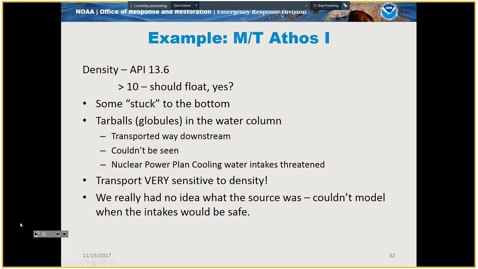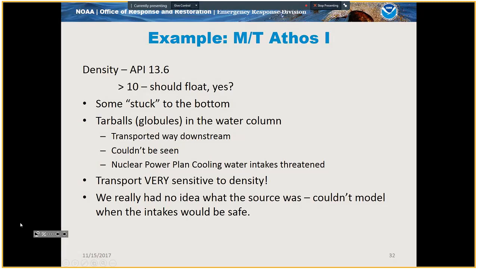Couldn't really be seen. However, the nuclear power plant downstream, their cooling water intake started to get turbulence. This is not good news for a nuclear power plant's cooling water. So they ended up having to shut down, and then they came to us and said, when are we going to be able to turn back on again? This seems like kind of a question for modeling.